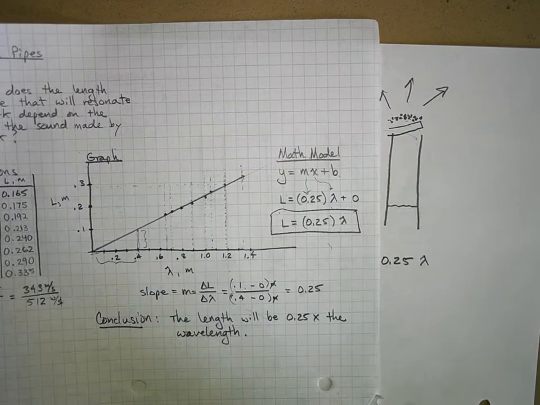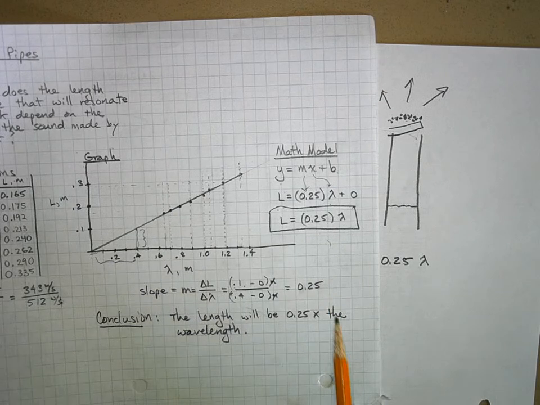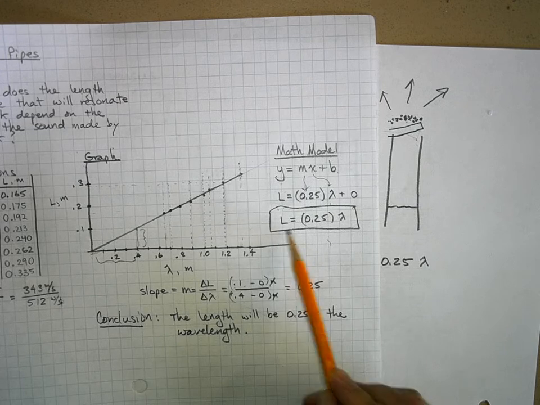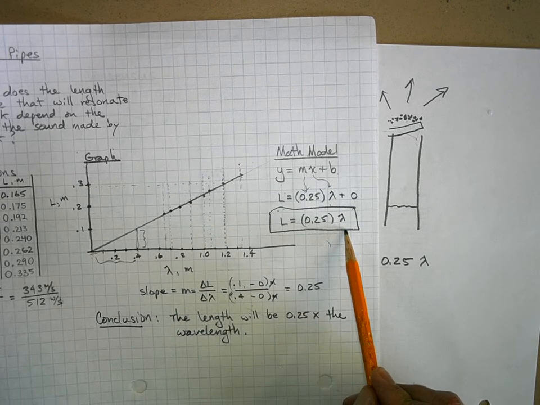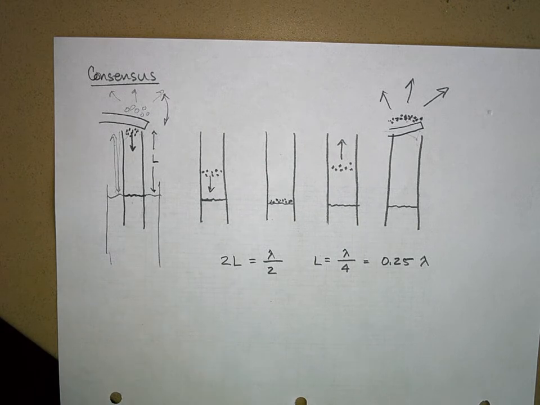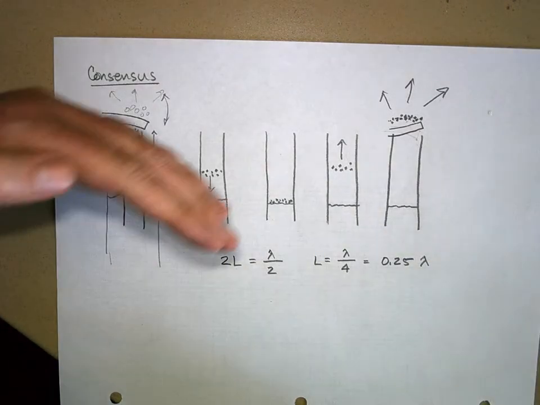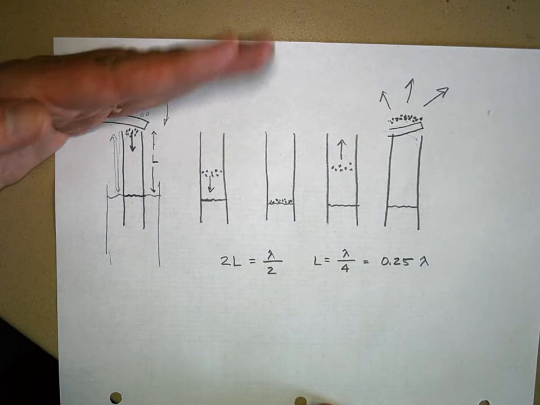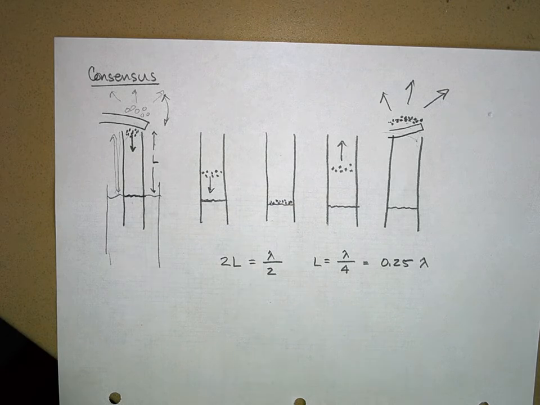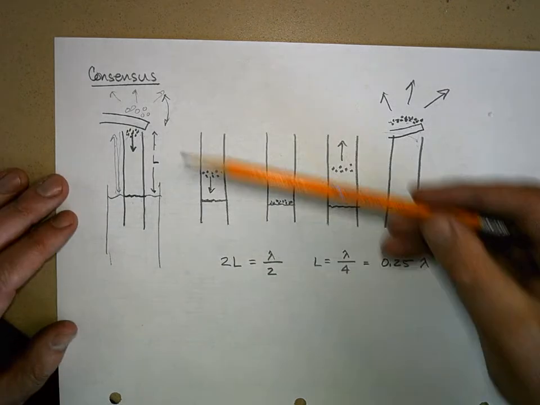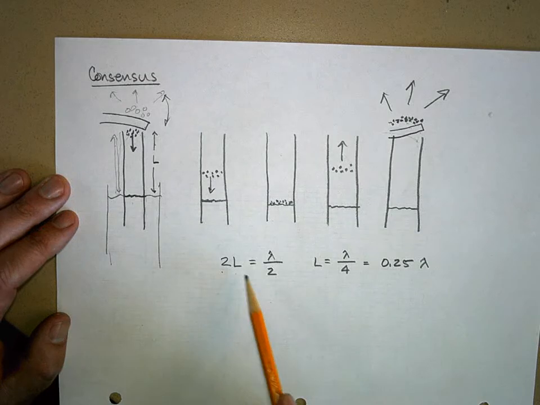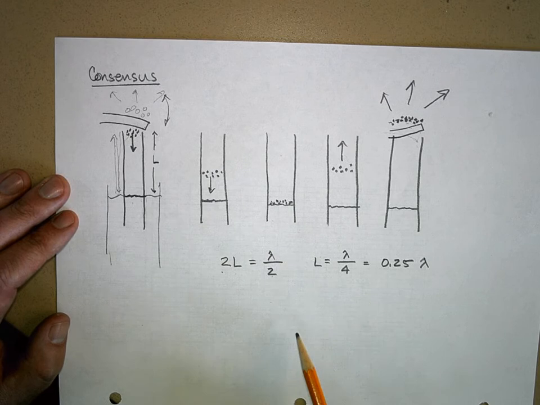So look, we did this experimentally. This is our empirically derived equation for the length of a closed pipe that will resonate as a function of the wavelength of sound made by the tuning fork. Here is why it happens. Because the tuning fork only has enough time to go through half of its cycle. That's half a period. How far does sound go in half a period? Half a wavelength. So the sound goes down the pipe and up the pipe and goes half a wavelength. Well, that's twice the length of the pipe is equal to half a wavelength. That means the length of the pipe is equal to the wavelength divided by 4, or 0.25.